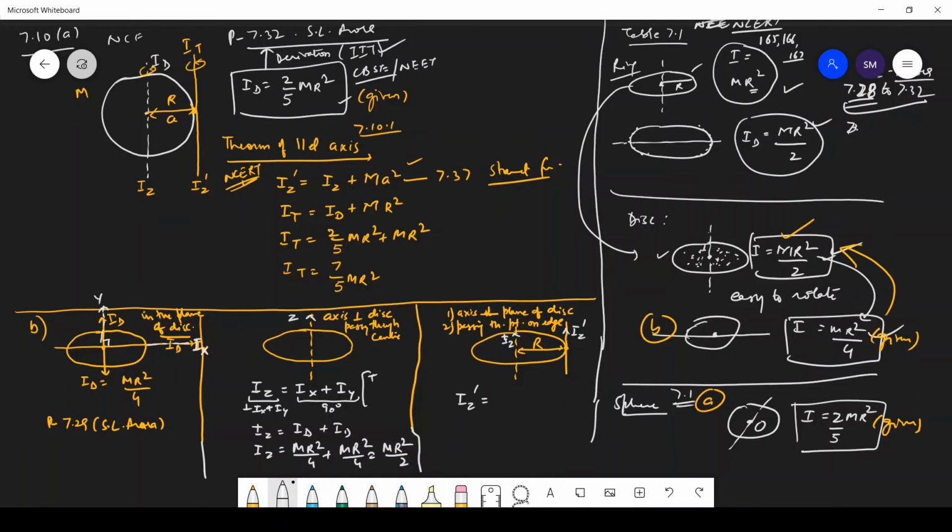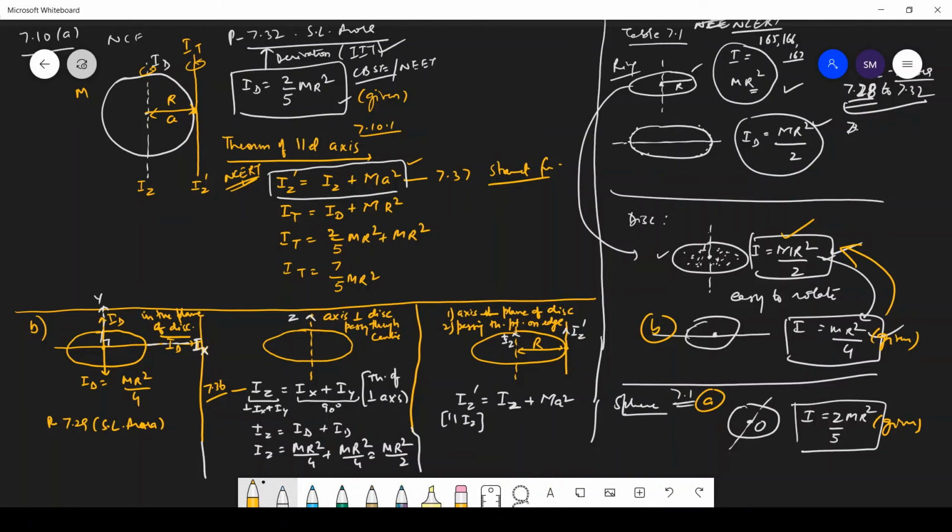Now Iz dash is equal to, by the same theorem. That was the theorem of perpendicular axis, because the z-axis was perpendicular, and this is parallel to Iz. So now the theorem of parallel axis, that's your standard equation 7.37, and that was equation number 7.36 in your NCERT book. This formula: Iz dash is equal to Iz plus ma square.